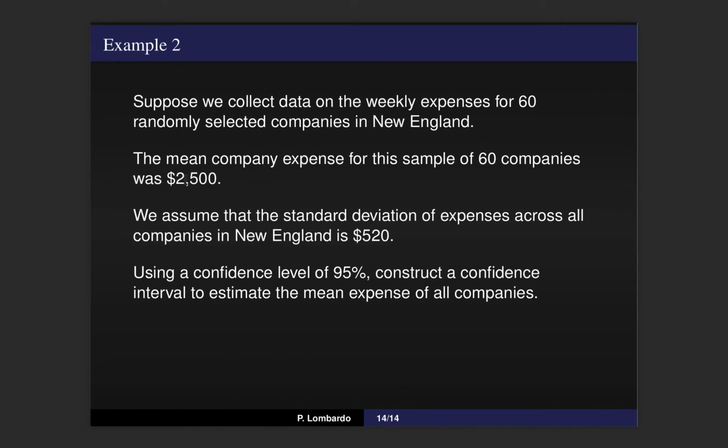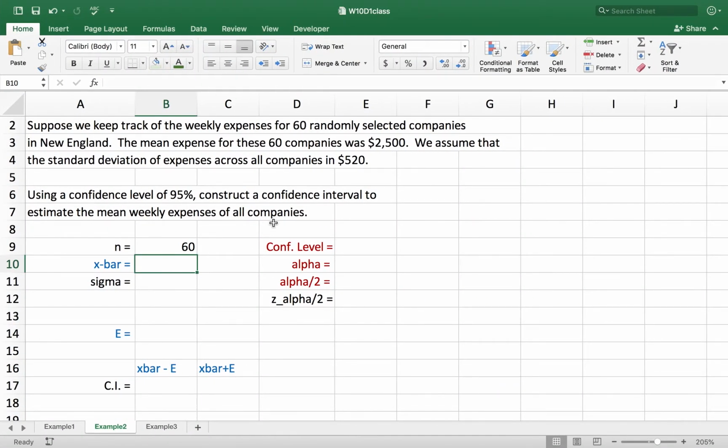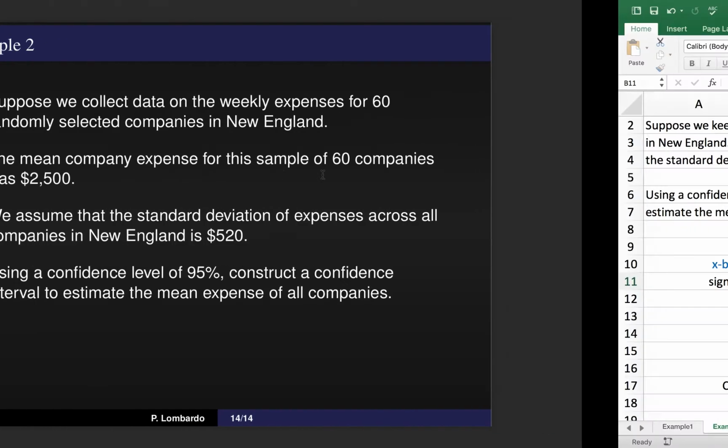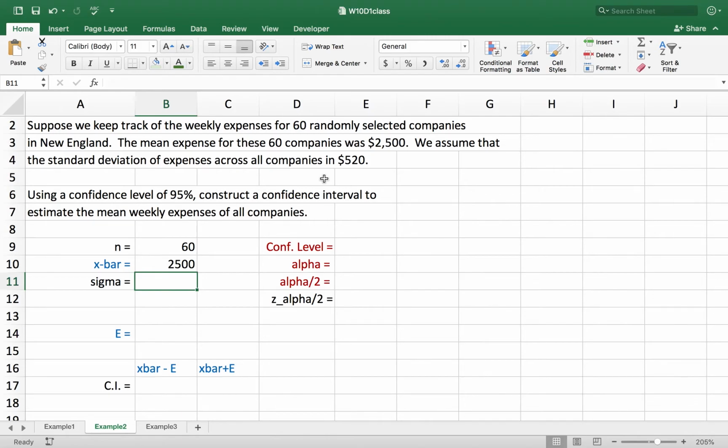In our next sentence, the mean company expense for this sample of 60 companies was 2,500. Do the same thing, pause the video, look at your Excel sheet, and think about which one of these values that we're looking for is provided. All right, good. So hopefully you have x bar being 2,500. In our next sentence, we assume the standard deviation of expenses across all companies of New England is 520. Same deal, pause the video, see if you can correctly place that piece of information.